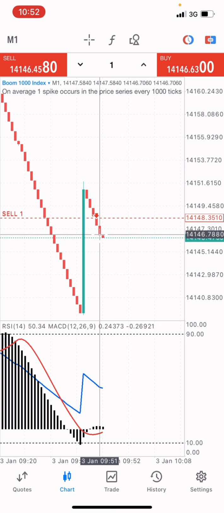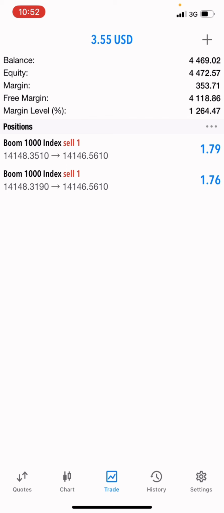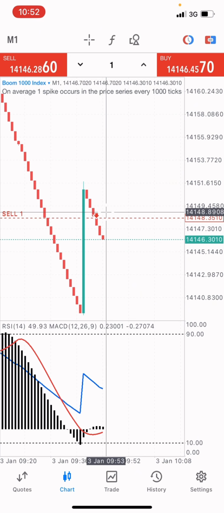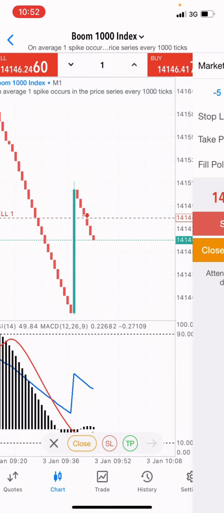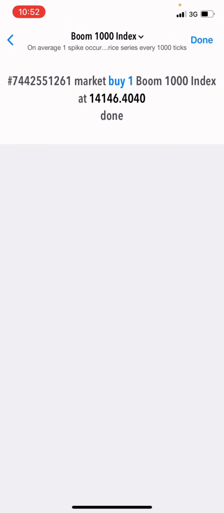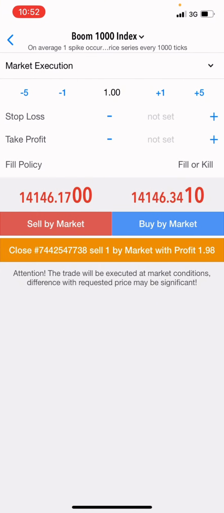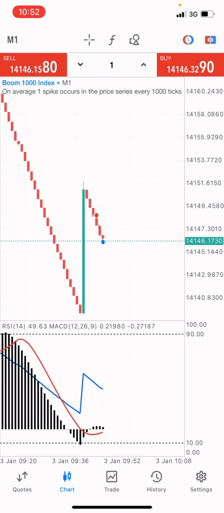Right, you need to have a good risk management technique. So right now the market has made $3.65 from this market. So what I'm going to do is to close each entry right now. I'm going to close this one at 1.95. I'm going to close this other one at 1.98. So this is pretty much great profit from this market.